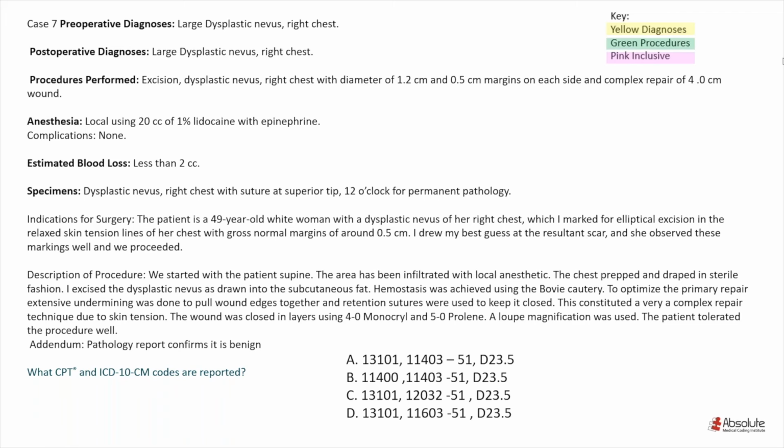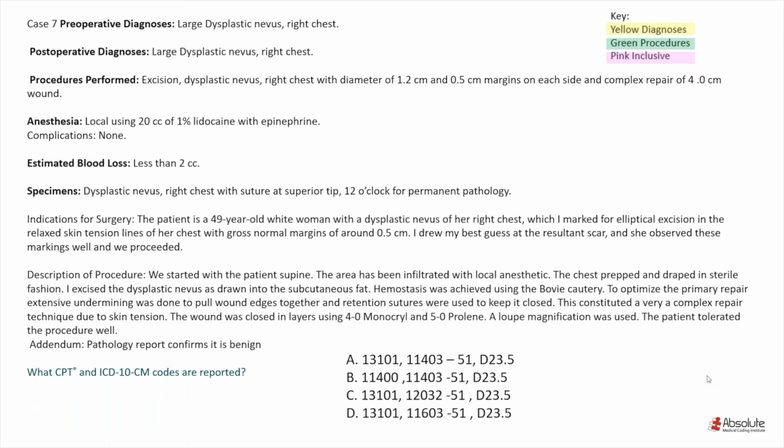What CPT and ICD-10-CM codes are reported? A, 13101, 11403, modifier 51, D23.5. B, 11400, 11403, modifier 51, D23.5. C, 13101, 12032, modifier 51, D23.5. D, 13101, 11603, modifier 51, D23.5.